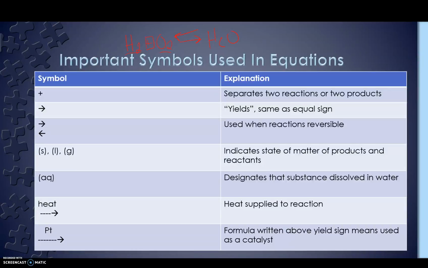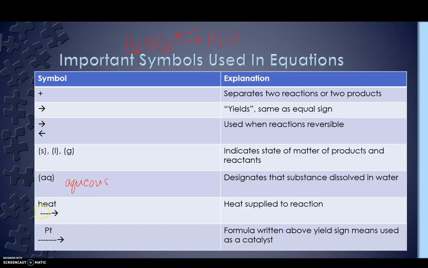If it's in parentheses, that's going to mean solid, liquid, or gas, so S, L, or G. And then AQ means it's aqueous, which means that the substance is dissolved in water. So if you have an aqueous solution of sodium chloride, that just means you have salt water.